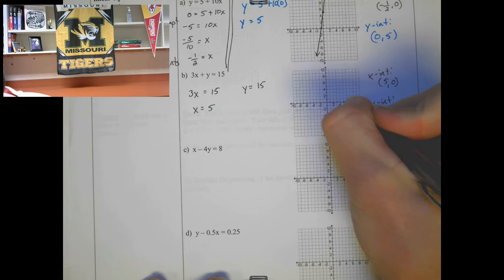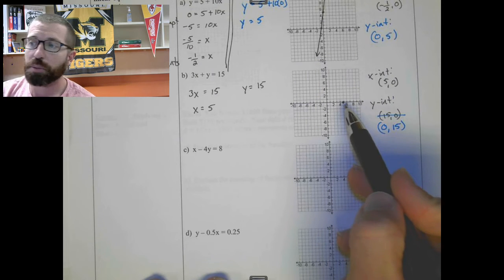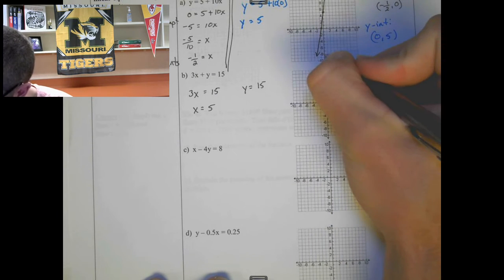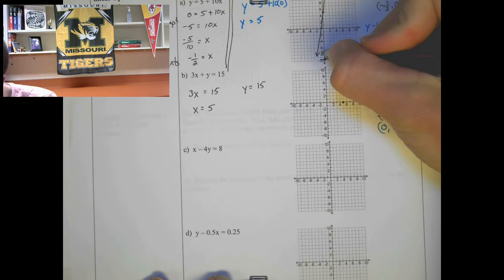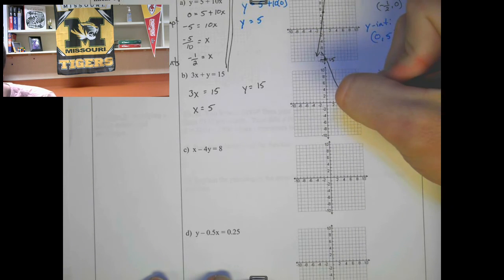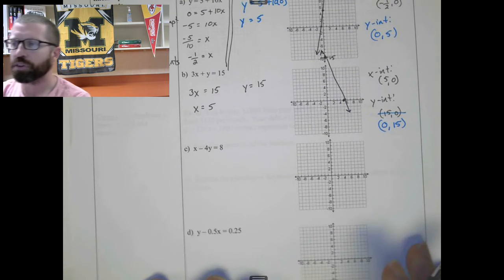So now plot your points. So 5, 0 right there. Here's the x-intercept. And then 15 would be up here ways. Let's just call it right here. We'll say this is 15. And then you would connect. Oh, I missed those lines. Ideally, you would use a straight edge. I drew a bad line.